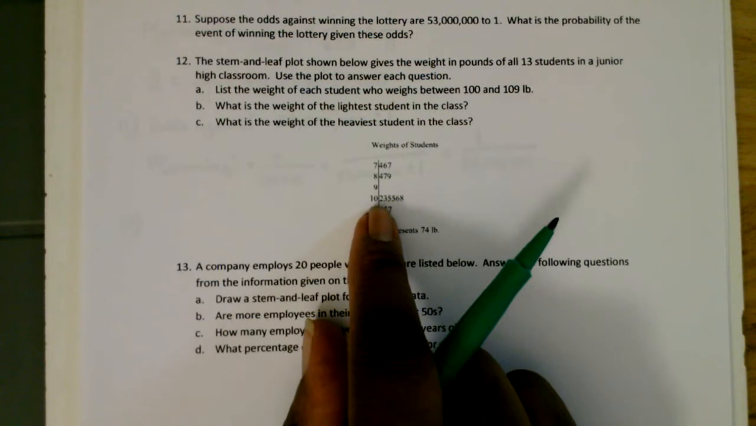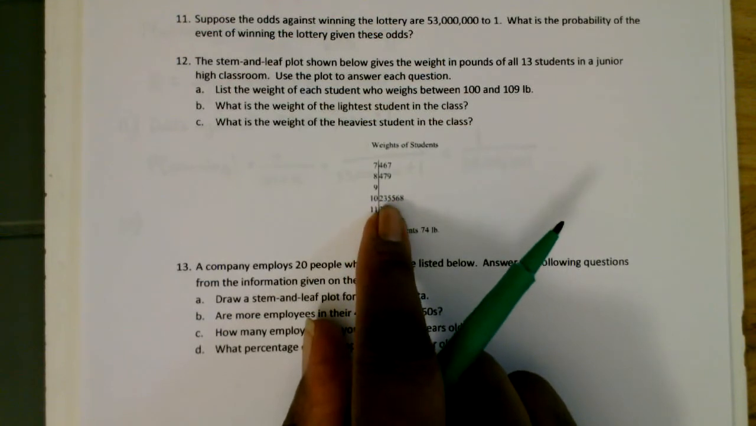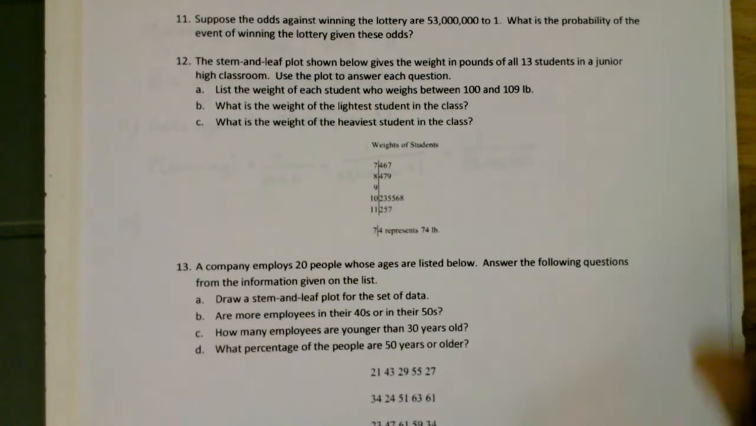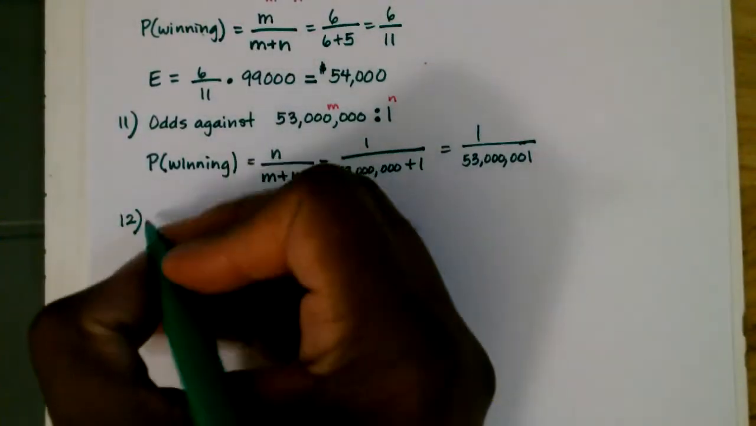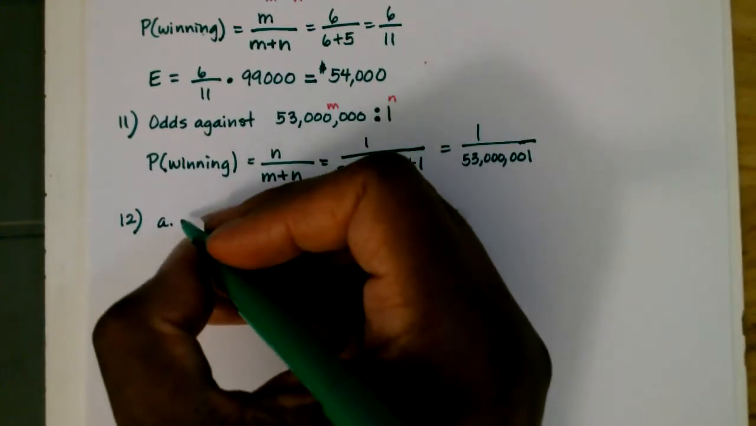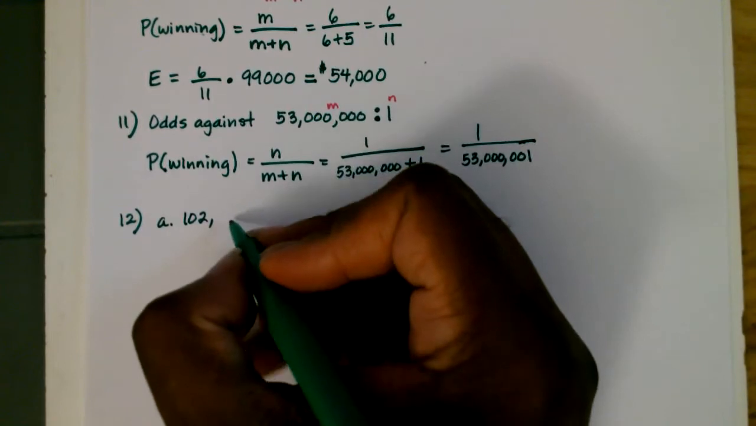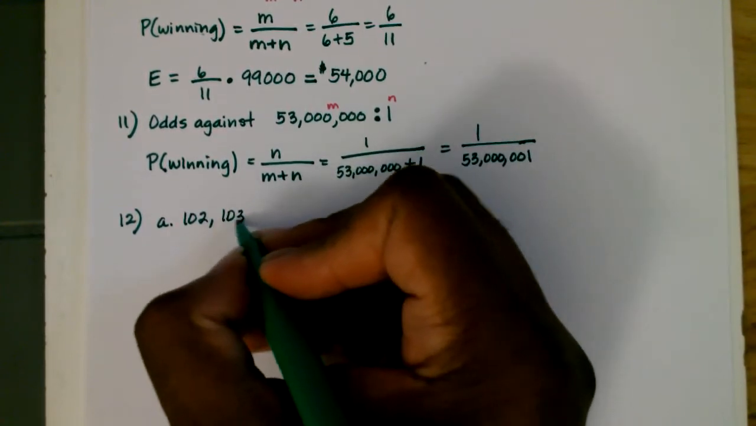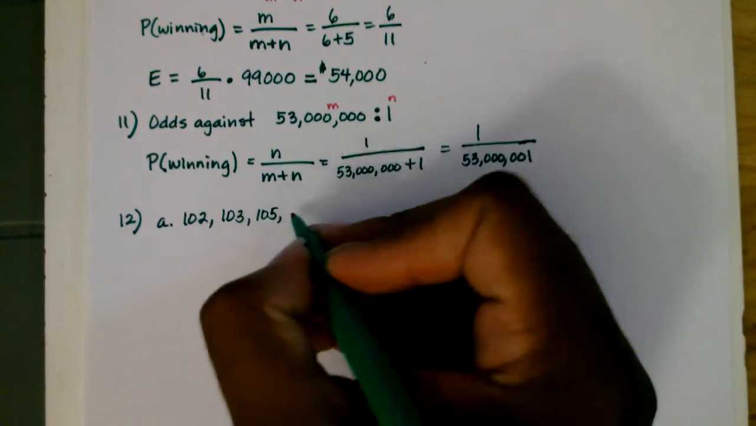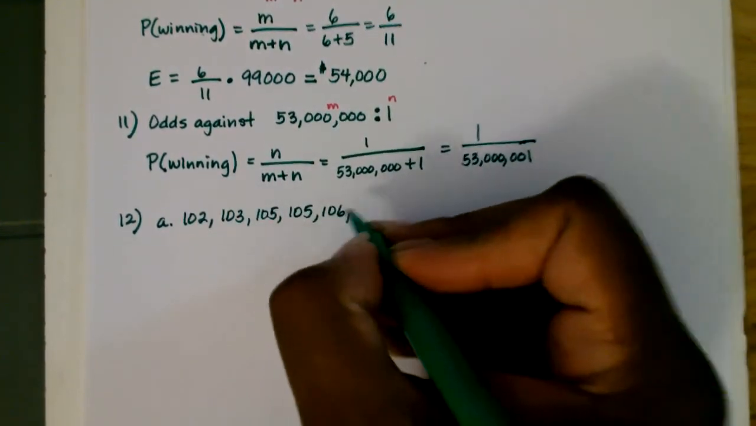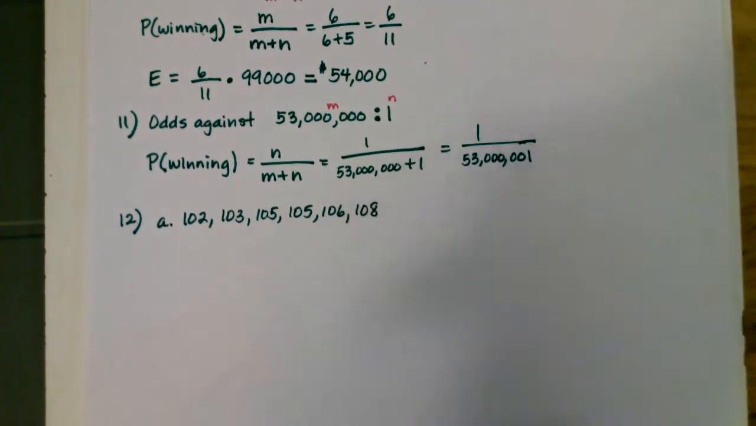So here we got 102, 103, 105, another 105, 106, and 108. Okay, so in part A, I just list those data values here. 102, 103, 105, another 105, 106, and 108.